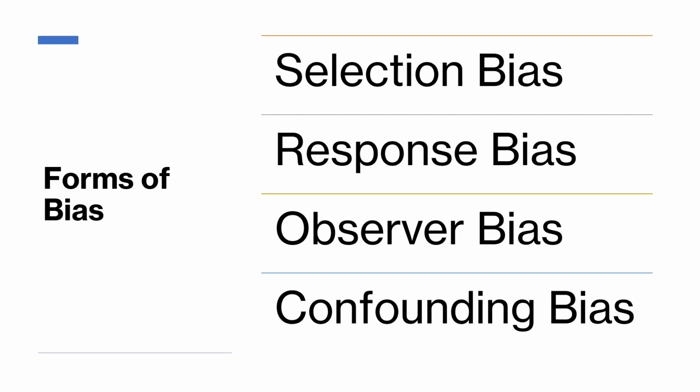Let's look at 4 types of bias. There's a lot more we could talk about, but these are 4 big ones. The first up is selection bias. And this bias occurs when the sample chosen for a study isn't representative of the entire population. This can lead to inaccurate or skewed conclusions.